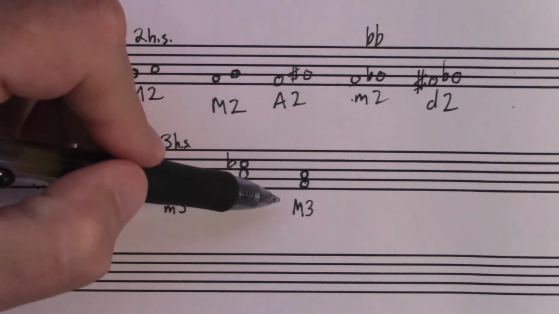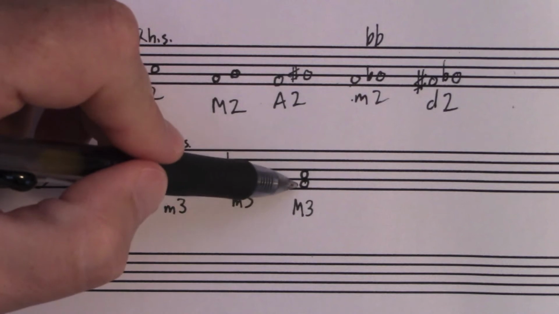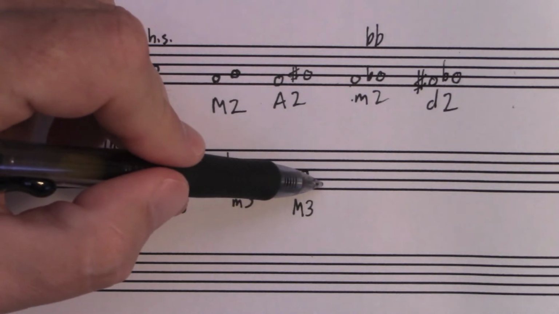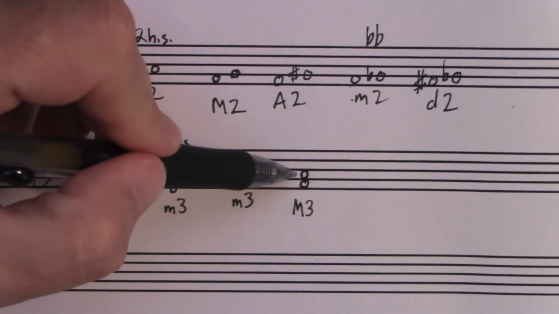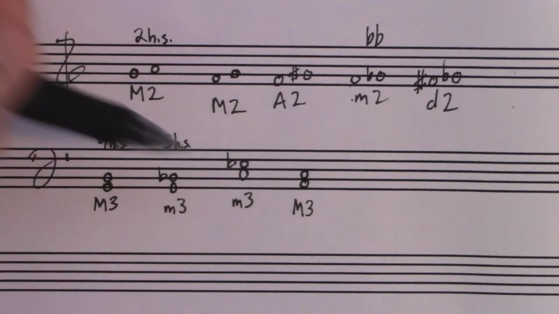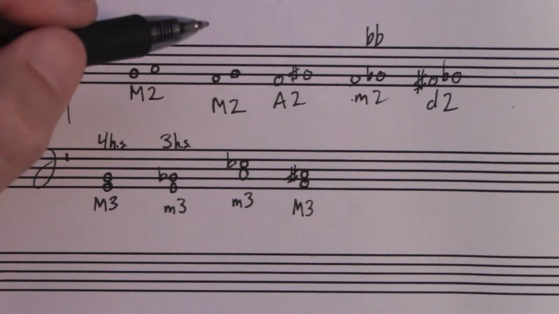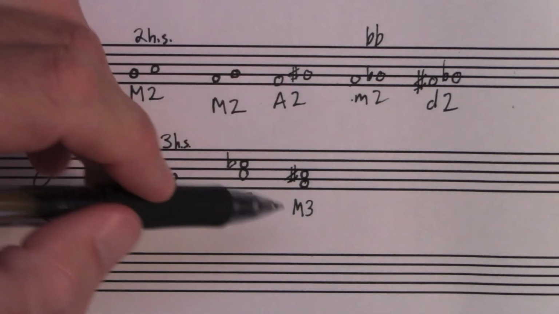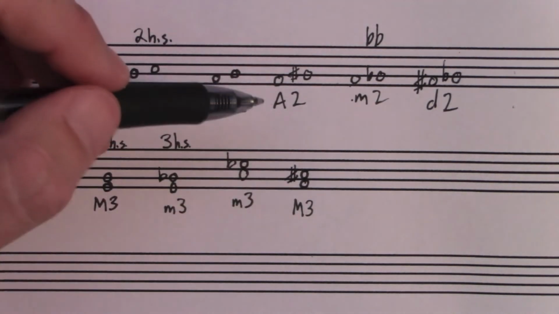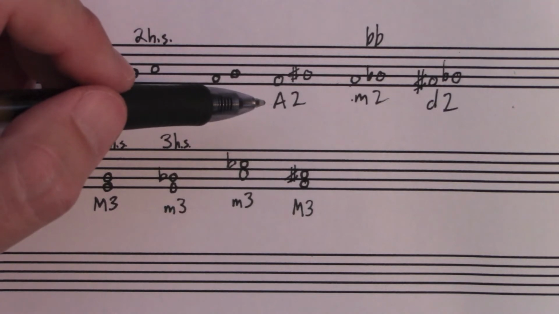Step 2, how many half steps do we have? Well, B flat's 1 half step, B natural's 2. C, we have 3 half steps. For it to be major, we need it to be 4 half steps. So we raise the top one, make it a bigger interval. Make sense?